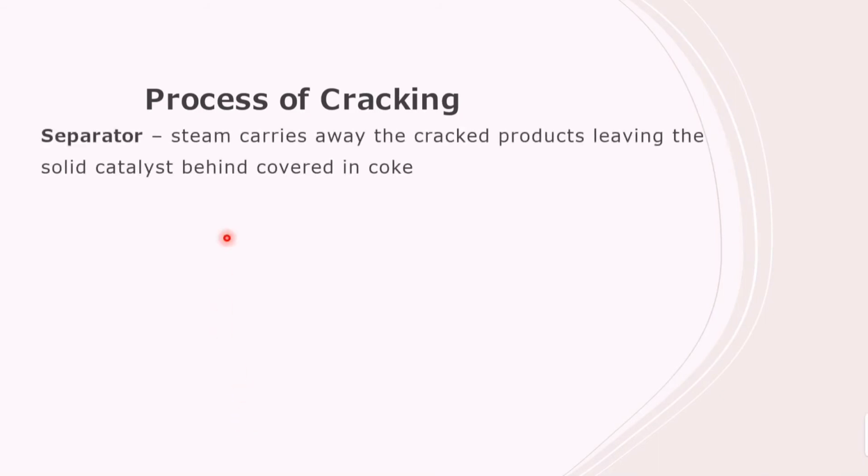And then after this step, the separator is used, and this is when steam carries away the cracked products from our hydrocarbons, and this leaves our solid zeolite catalyst behind, and it's still covered in this coke. It's carbon from the decomposition of our hydrocarbons.